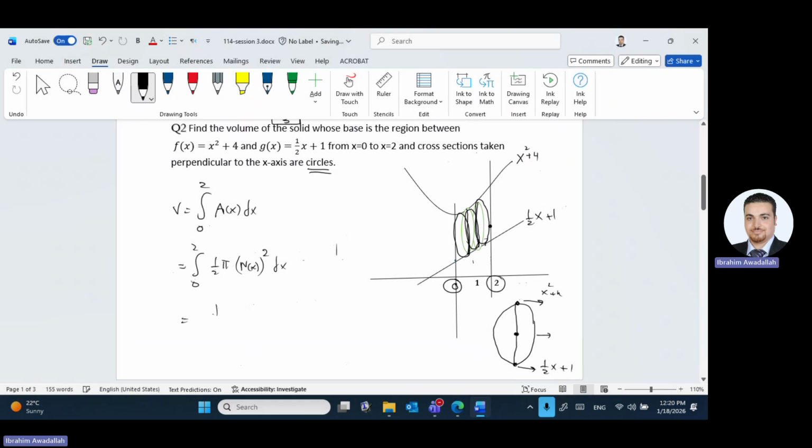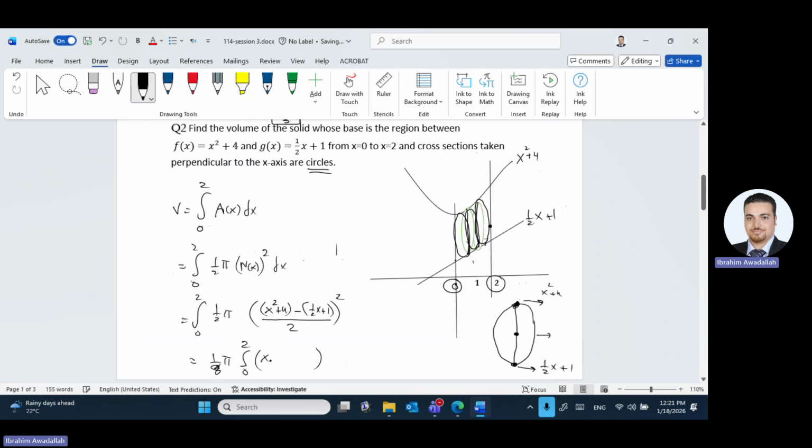How? Half of the midpoint between these two functions, or the distance from this point to this point will be upper minus lower, which means x squared plus 4 minus the second function, half x plus 1, but I need half the distance between them. So half here, 0 to 2. Catch your calculator, put maybe half outside, 0 to 2. This function will be 2 squared, 4, and 4 outside will be 8 with this one.